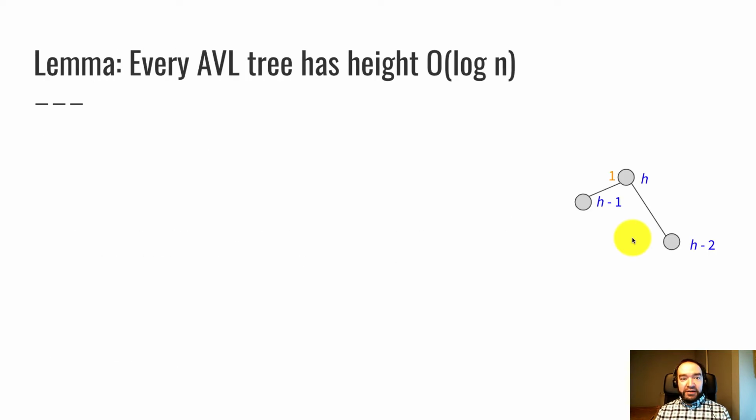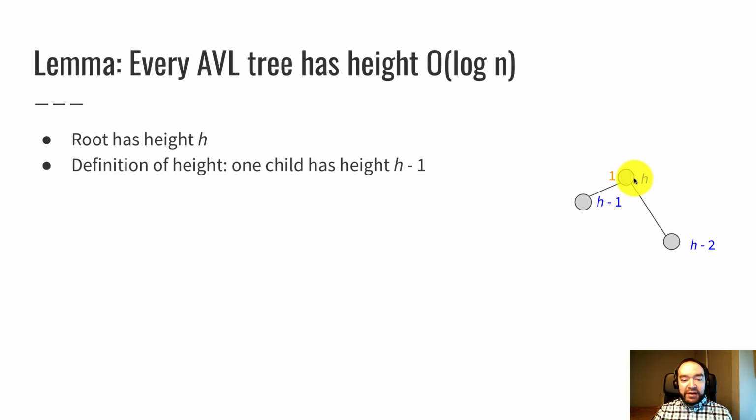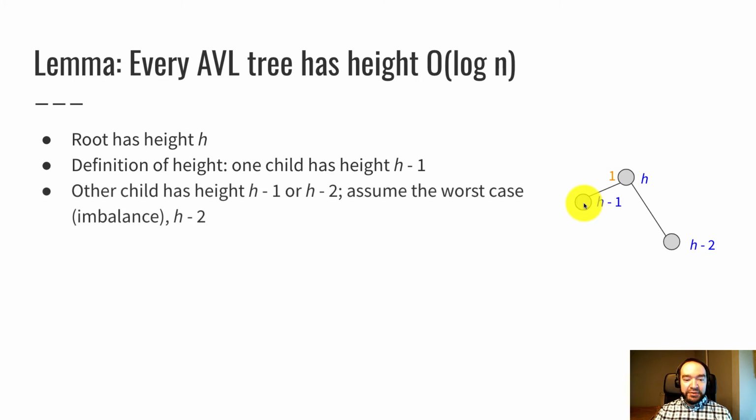So let's get into the argument here. By definition, the root of a tree has height h. h is the height of the root node, so of course the root has height h. And the definition of height says that one of the children would have height h minus 1, because remember, the height of a parent node is one more than the height of its higher child, right? So one of the children has to have height h minus 1 for sure. And then the other child could have height h minus 1, or it could have height h minus 2. Remember, the AVL invariant says the heights could be the same, or they could differ by 1.